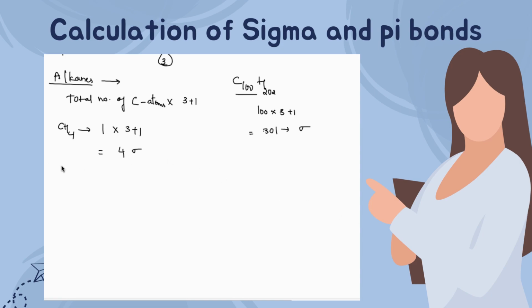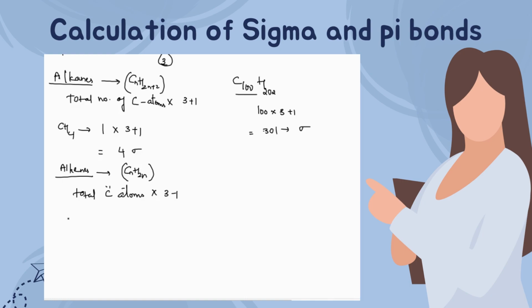Similarly, in the case of alkenes, what is the general formula of alkanes? It is CnH2n plus 2. Alkenes have a general formula of CnH2n. For them, the formula is total number of carbon atoms into 3 minus 1. Instead of 3 plus 1, we write 3 minus 1. Only this is the difference between alkanes and alkenes.